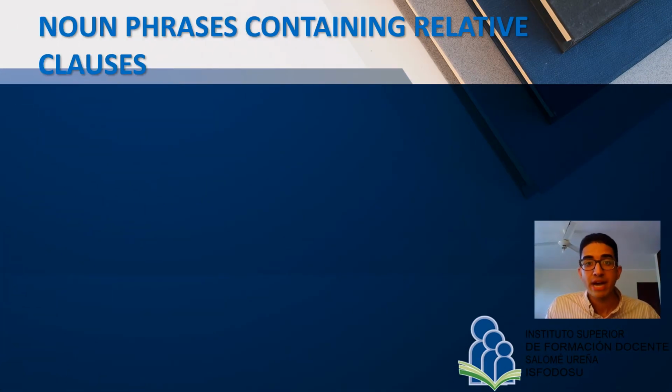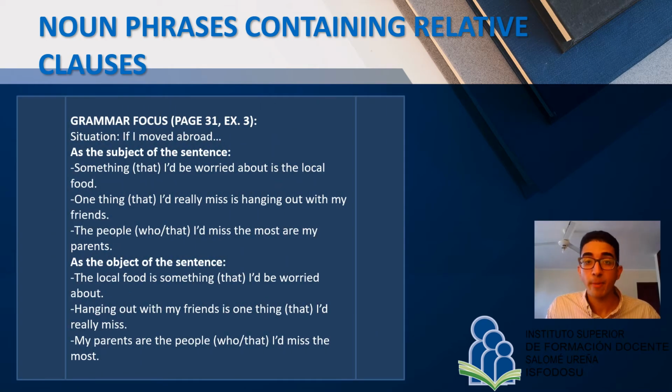Well, guys, now that you have a clear idea of what relative clauses are, it's time to talk about noun phrases containing relative clauses, which is the grammar structure that you need to use for this part of the unit, right? Here you have some examples that can be found on page 31 of your student's book. Remember that the situation we are talking about is if I moved abroad, if I moved to a different country, right? Now, something really important that I want you to take into consideration is that you can use the noun phrase as the object or as the subject of the sentence, and the message that you want to deliver is not going to change.